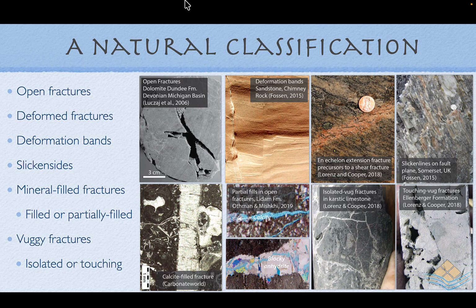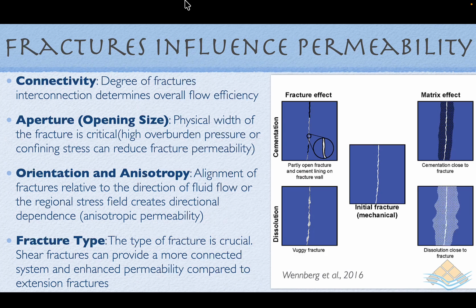We can also have isolated vugs, in this case in a karstic limestone, or we can have touching vugs where the fractures connect up to one another and we have extensive preferential flow directions in that rock. Fractures and the degree of openness of those fractures will influence any rock's permeability. And the important things to look for when we look at what's going to influence the permeability in that carbonate rock are connectivity, the degree to which the fractures are interconnected. That's going to give us a good estimation of the overall flow efficiency.